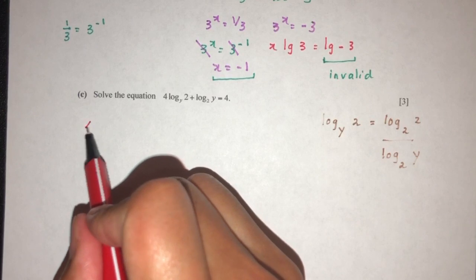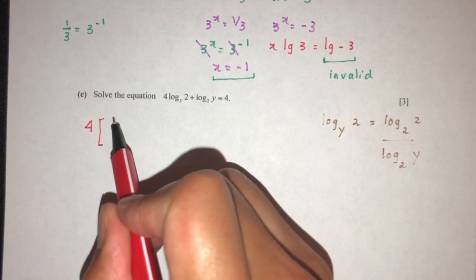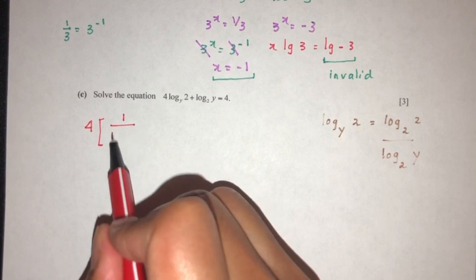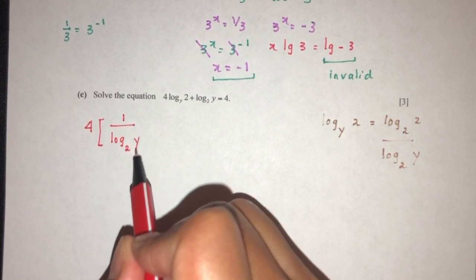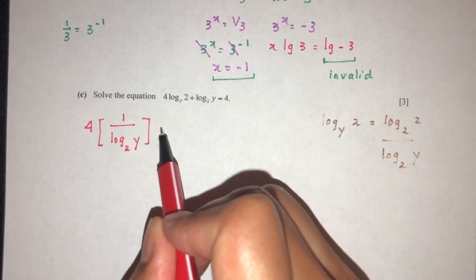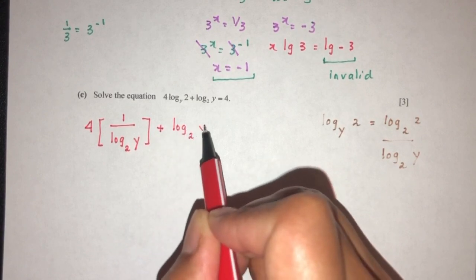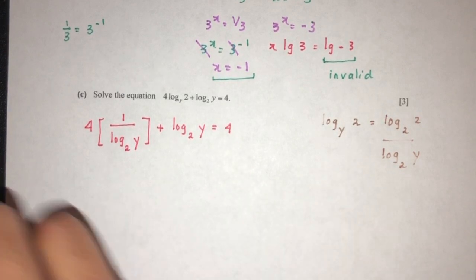Replace that is 4. Here we have log base 2 of 2, which is 1. That will be 1 over the value of log base 2 of y, and that will be plus log base 2 of y. That will be your value of 4.